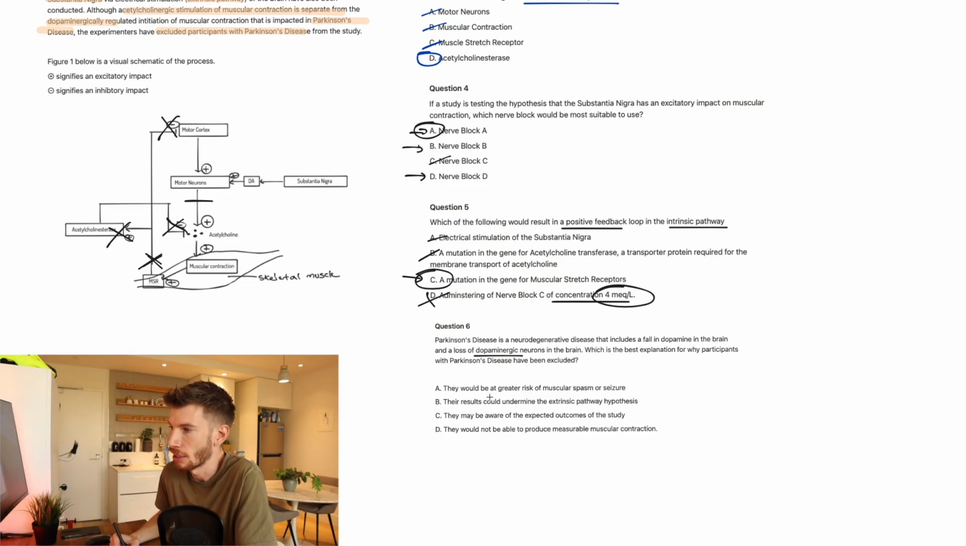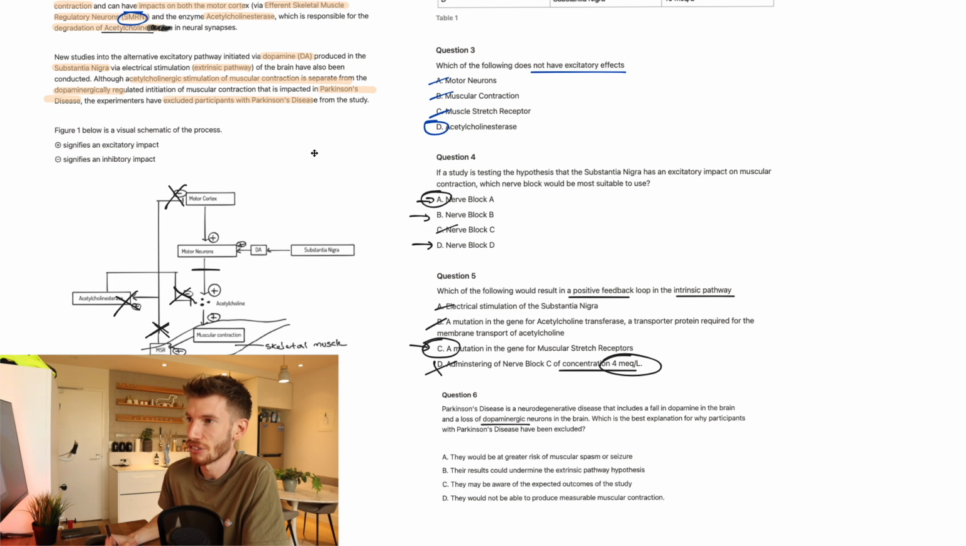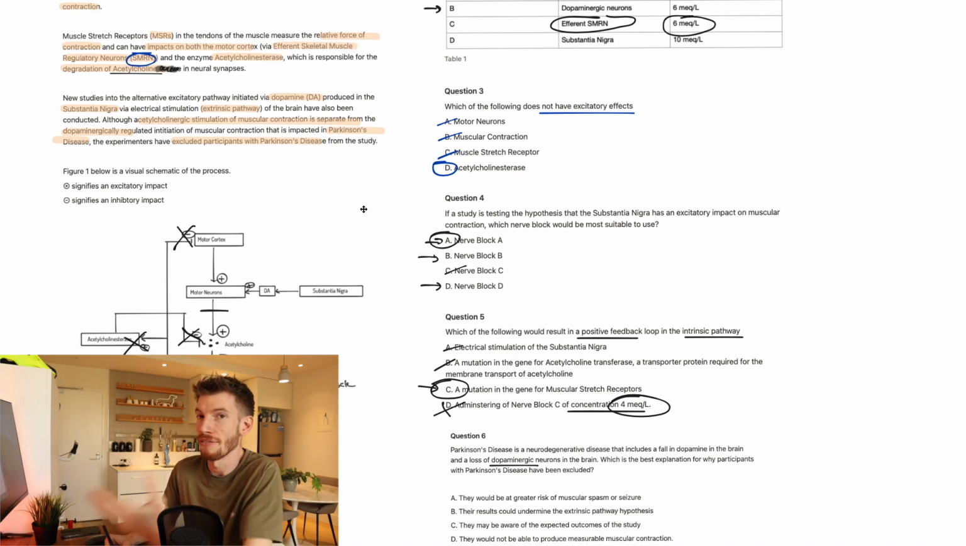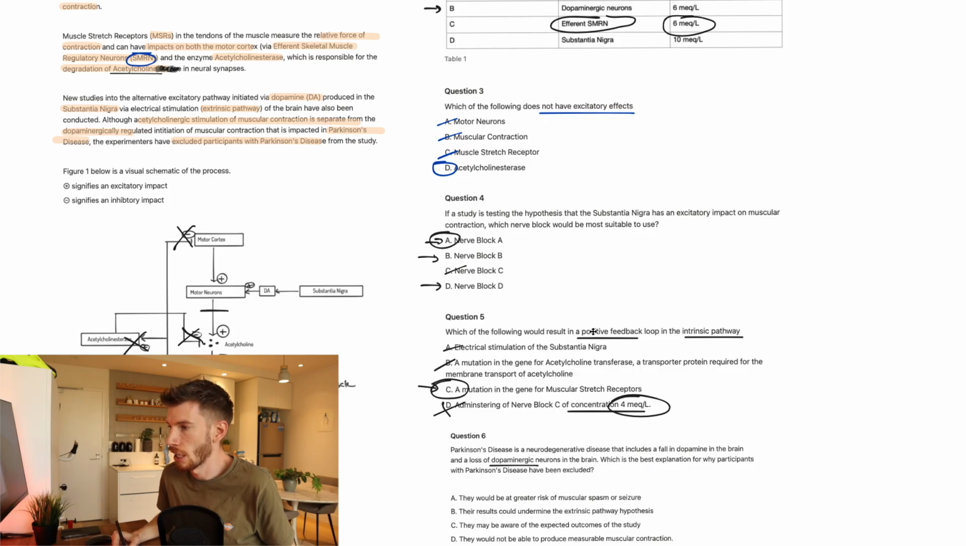So A, they would be at greater risk of muscular spasm or seizure. This one sounds like the ethical answer, because if someone's got a disease, it's probably best not to experiment on their brain when that's the part of the brain impacted by their very disease. But there's actually no mention of risks to them or anything, so we don't have any evidence. You might want to think, is there a possible risk? But we can reason that out as well.